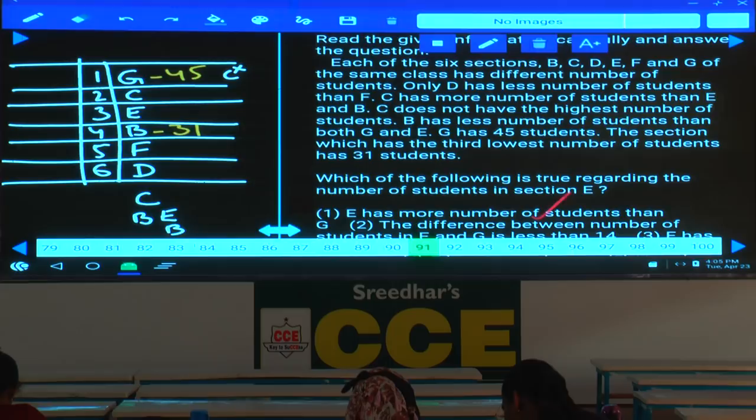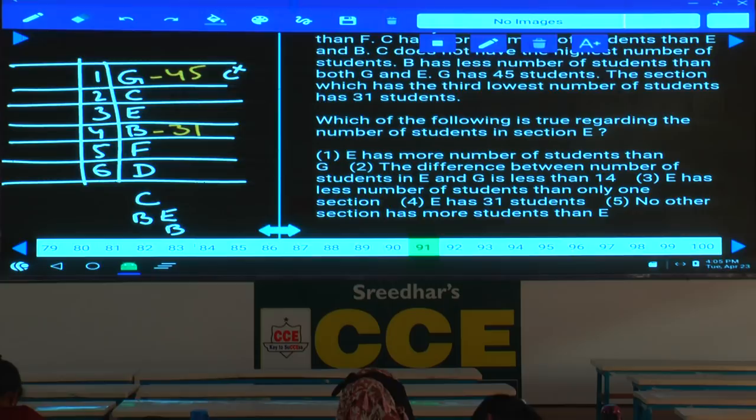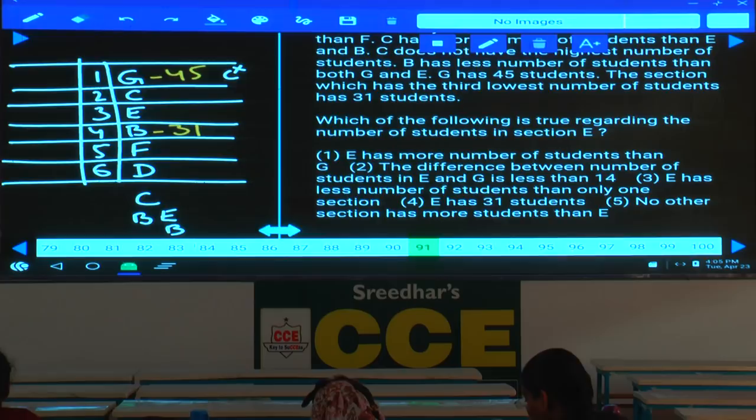Then question number 91. In this question, which of the following is true regarding the number of students in section E? E has more students than G. True or false? It is false. The difference between the number of students in E and G is less than 14. Tell me whether that can be true or not. Is it definitely true? No.